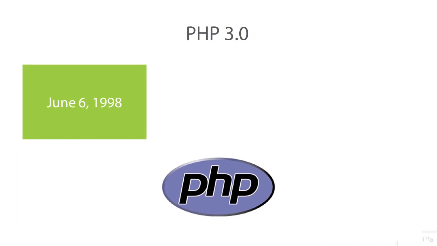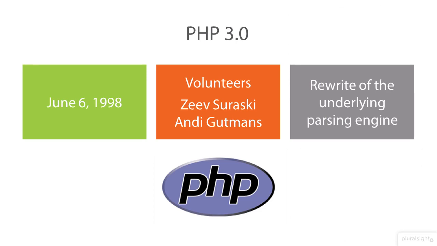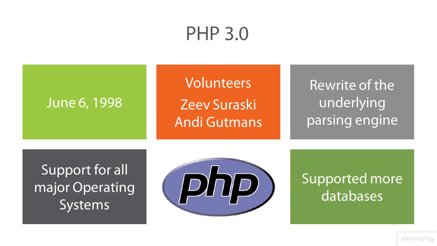PHP 3.0 was released in June of 1998. This time, Rasmus had some help from Zeev Suraski and Andi Gutmans. They rewrote the underlying parsing engine for PHP. This version also supported all major operating systems, and it supported more databases than the 2.0 version.